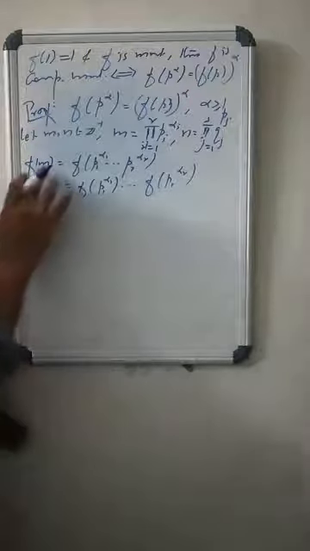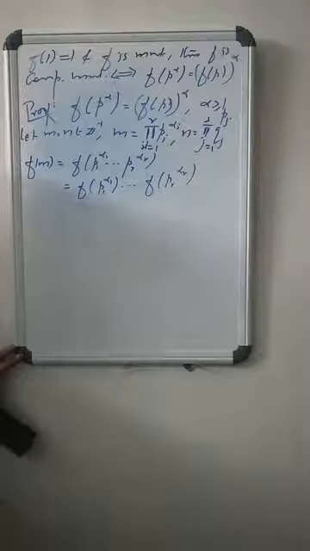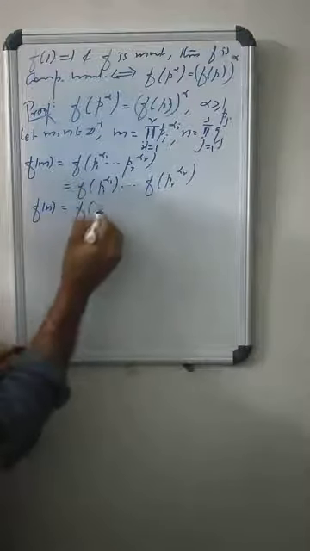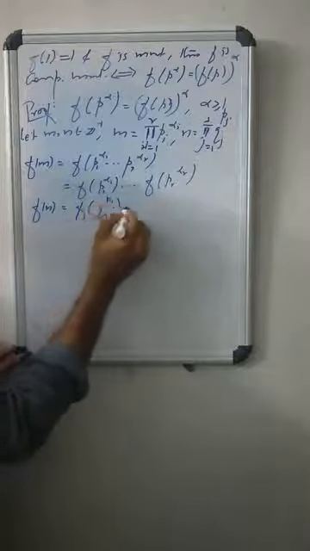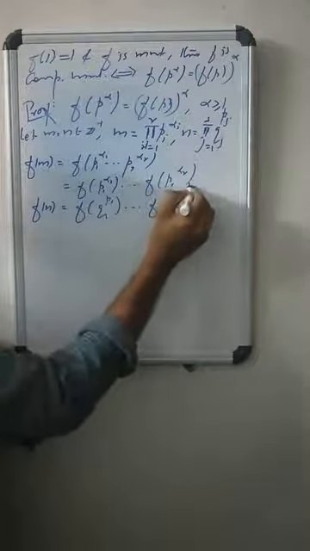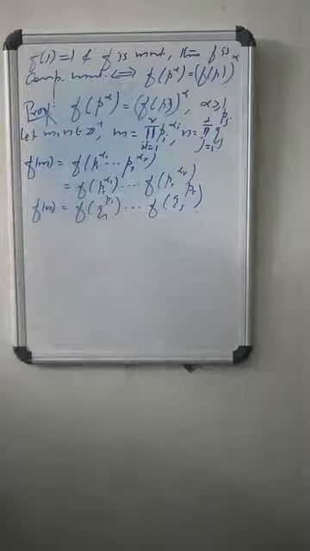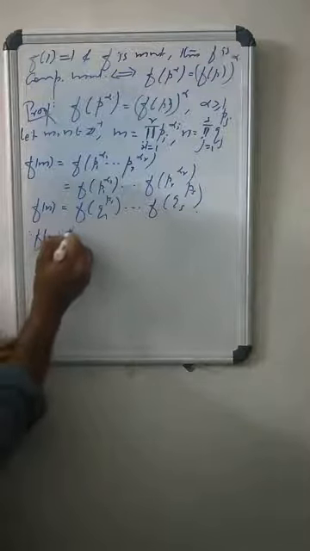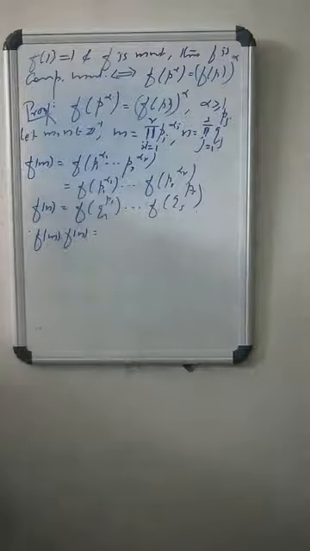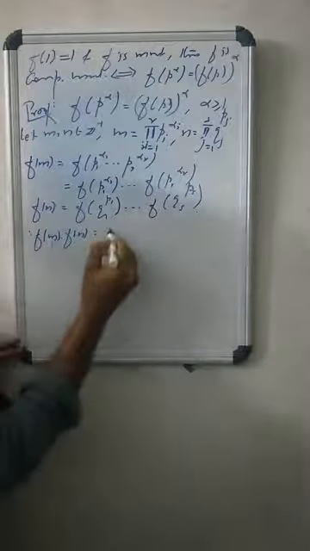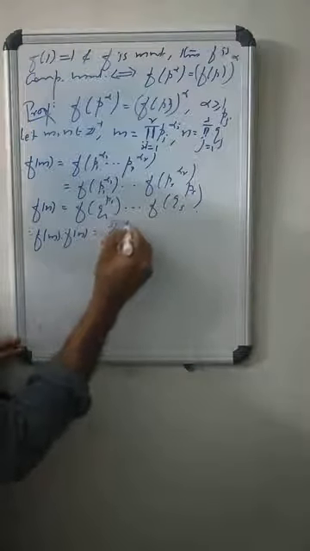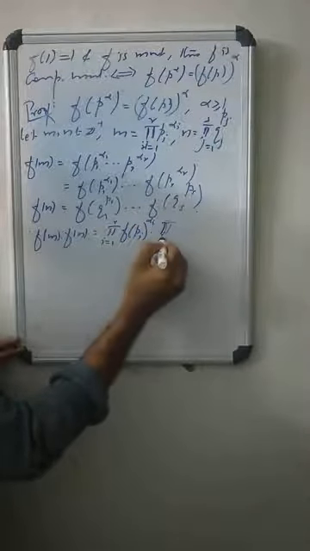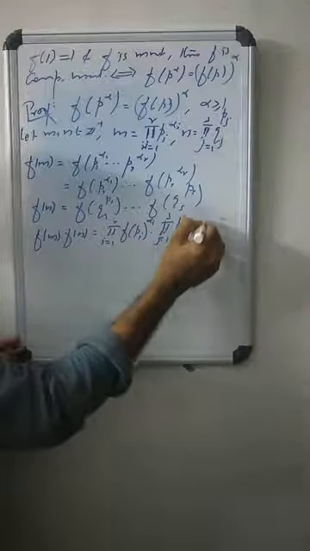Since f is multiplicative, f of m equals this one. Similarly, f of n. What is f of n? According to the same argument, f of n equals f of q1 power beta 1 etc. into f of qs power beta s. Therefore, what is f of m into f of n? f of m into f of n equals the product, i ranges from 1 to r, of f of p_i power alpha_i, into the product, j ranges from 1 to s, of f of q_j power beta_j.